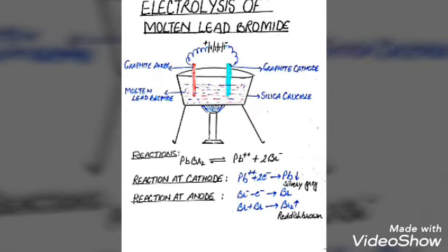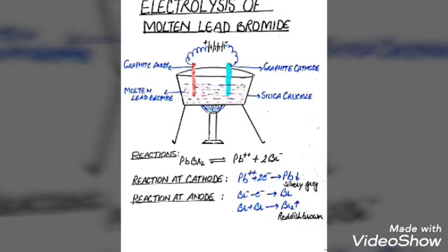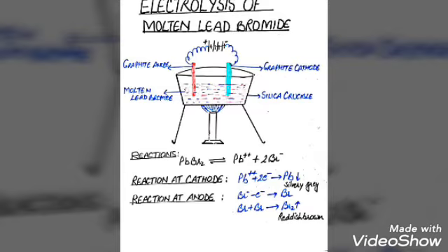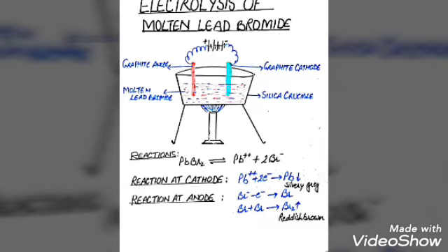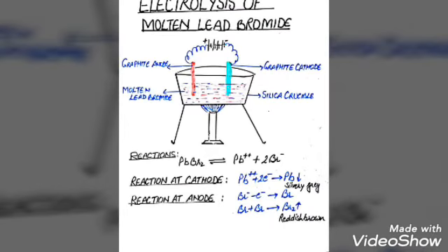Electrolyte dissociates into its ions, lead ions and bromide ions. When current is passed through it, lead ions will move towards cathode. They get discharged and get deposited in the form of grey metal at the bottom of it. Bromide ions move towards anode. They lose their electrons to form bromine atoms. Two bromine atoms combine together to form reddish brown fumes of Br2 or bromine.